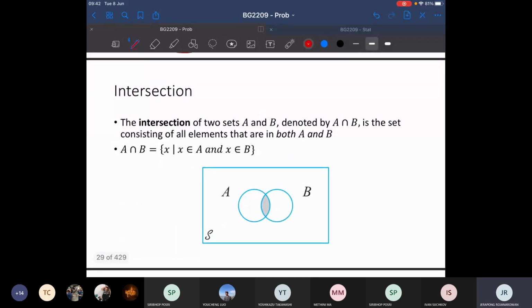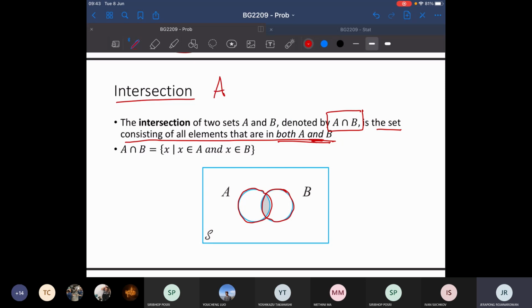Now let's talk about the set operators. The first one that we're going to look at is called intersection. For intersection, we use this symbol, A intersect B, which is the set of elements belonging to both A and B. If we have A like this, B like this, the elements that belong to A and B at the same time, both A and B.